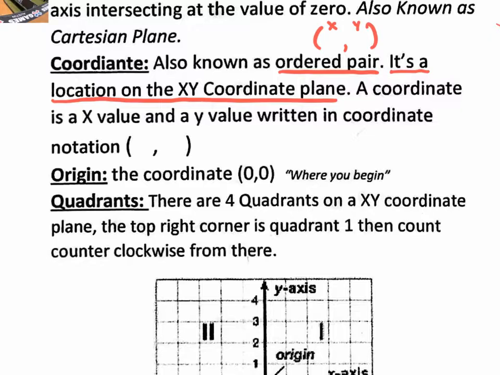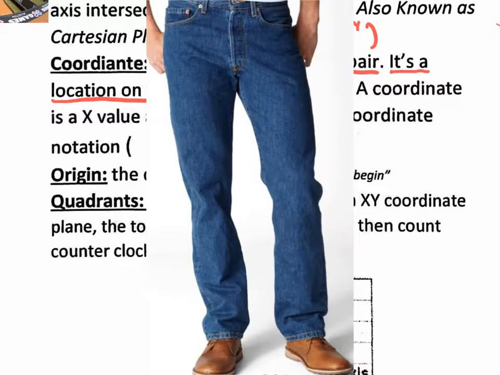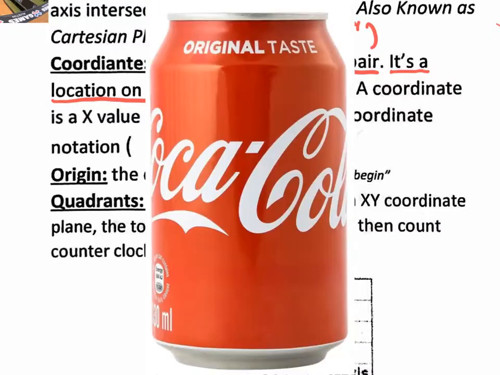Now, let's think about the word origin. What does the word origin actually mean? The beginning, right? If we think about the original 501 jeans, what are they claiming when they say the original Levi's jeans? They're saying that they're the first ones, right? The original Coca-Cola, what are they claiming here, guys? Original.